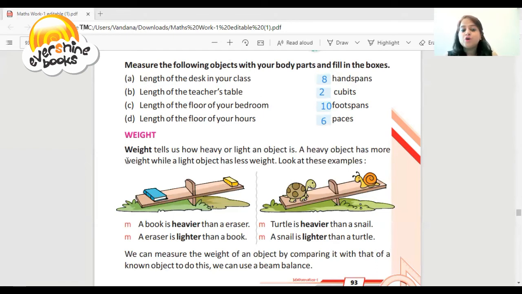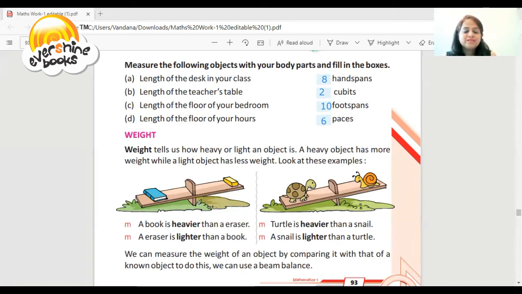Now, students, we will talk about weight. Weight tells us how heavy or light an object is. A heavy object has more weight, while a lightweight object has less weight. Look at these examples. Let me show some examples to make this clear.